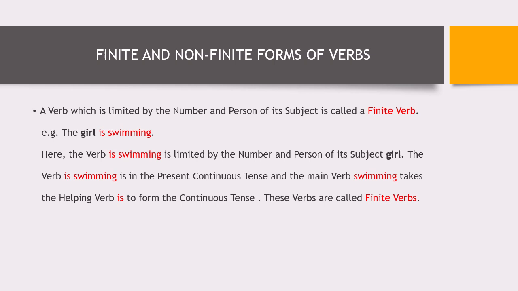Finite and non-finite forms of verbs. A verb, which is limited by the number and person of its subject, is called a finite verb. For example, the girl is swimming. Here, the verb is swimming is limited by the number and person of its subject, girl. The verb is swimming is in the present continuous tense, and the main verb, swimming, takes the helping verb, is, to form the continuous tense. These verbs are called finite verbs.